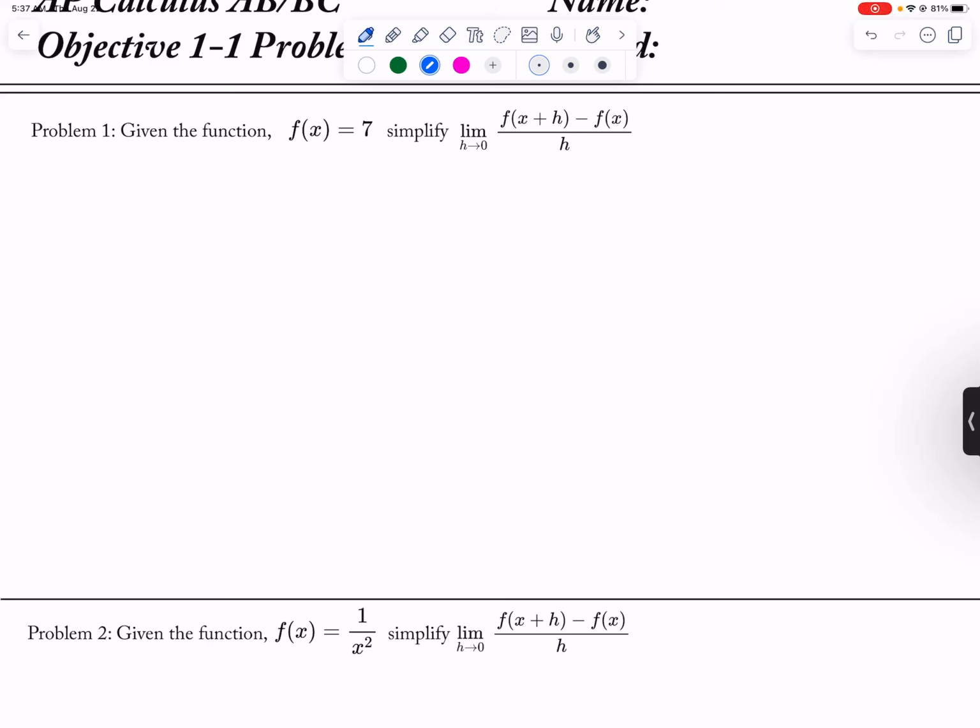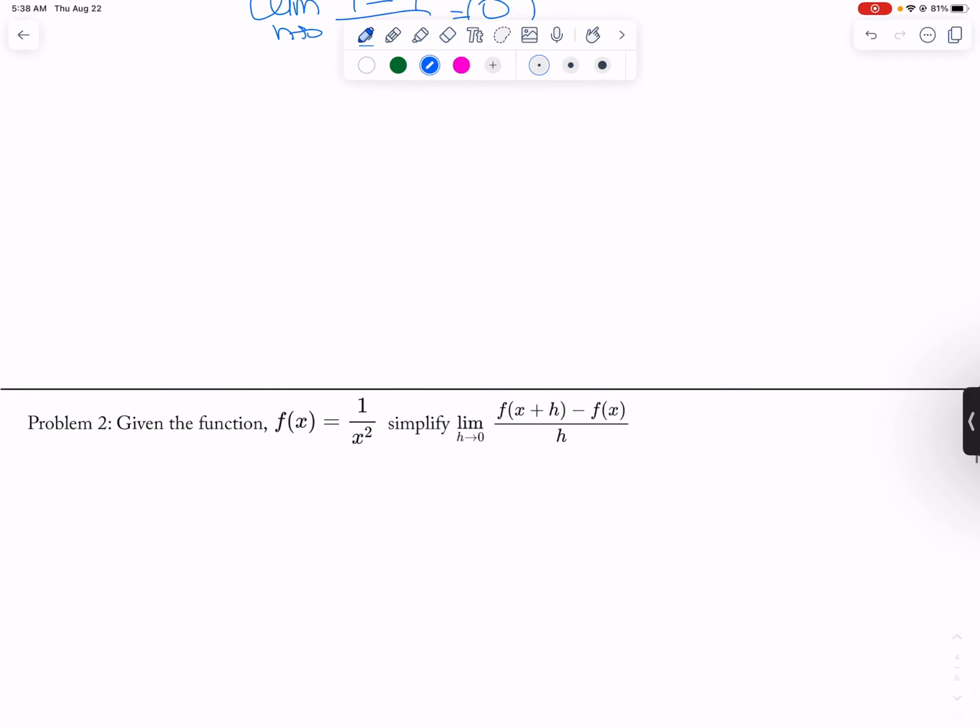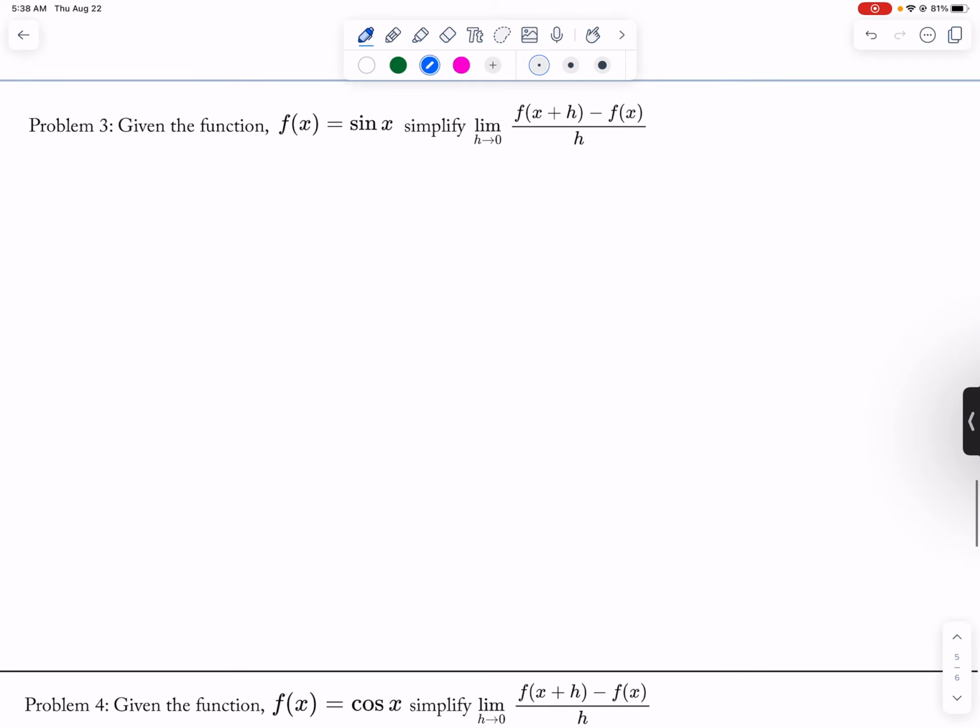Okay, so problem 1 is the weirdo one, like the problem that we did in the lesson. There's no x here. So when I do this limit, I just put 7, and then f of x is just 7 all over h, so I get 0. Okay?